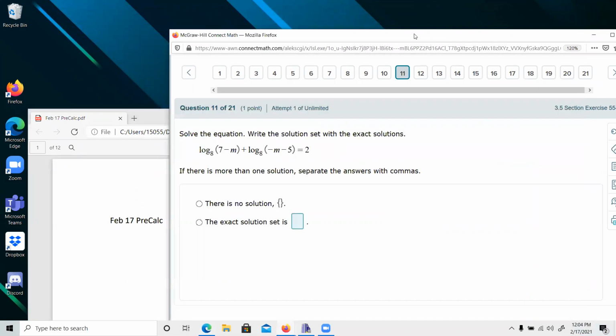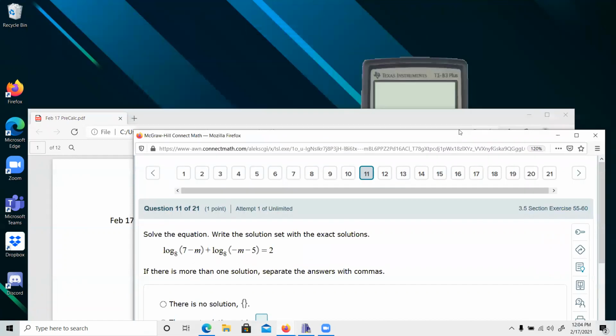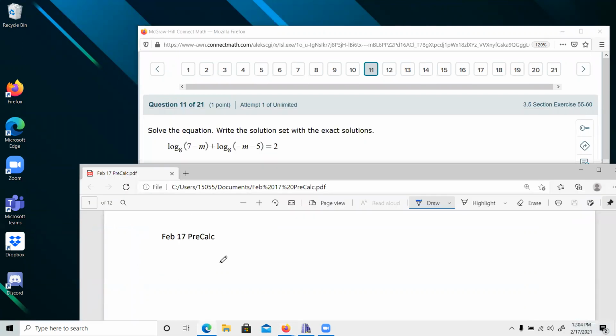So what we have here is a good problem because if you only got to the point where it says you can't take the log of a negative number, this one is going to confuse you because your answer, I think, is going to be negative. If you don't know to go back and check, it's not going to work out so well.